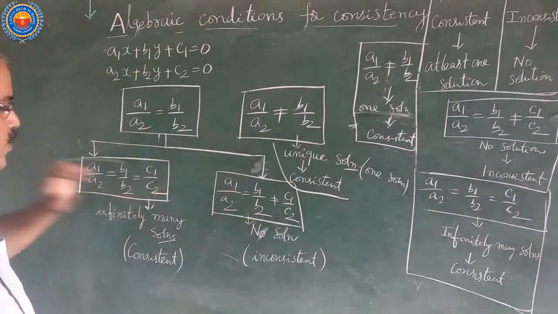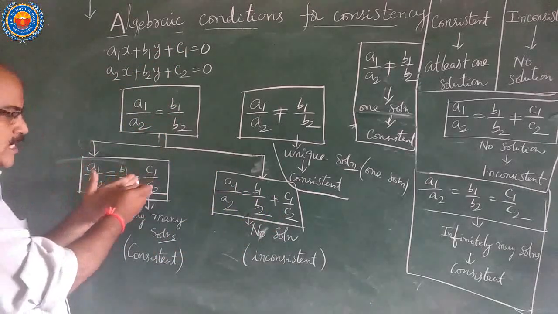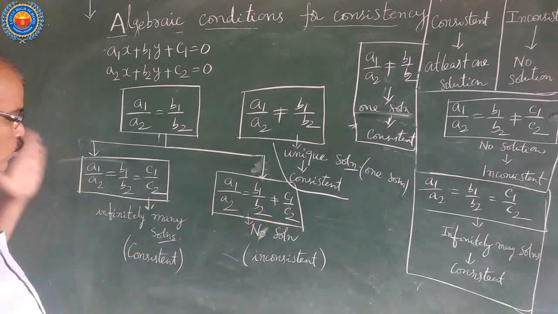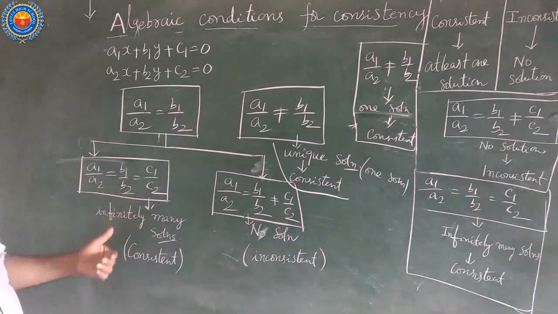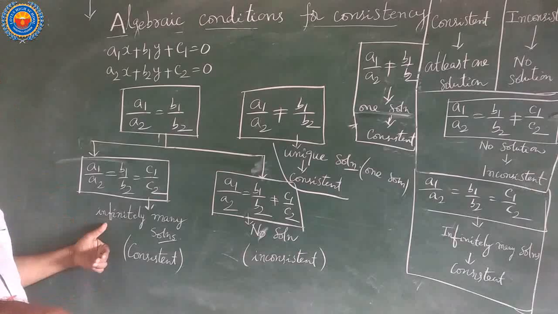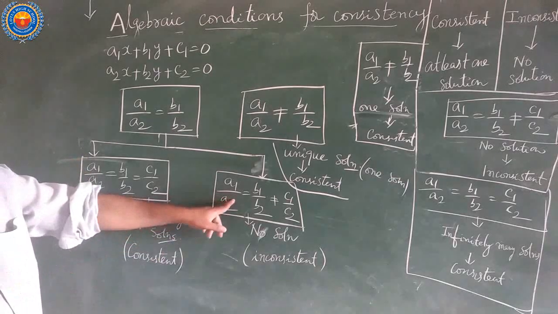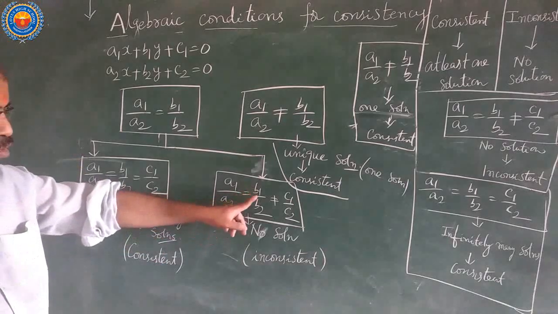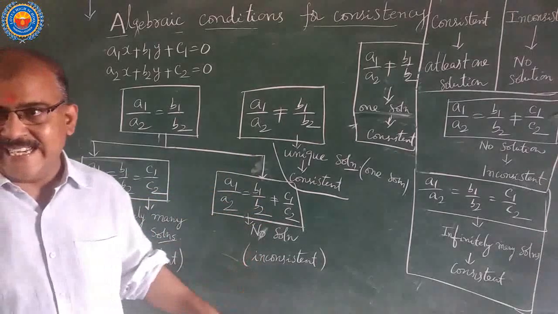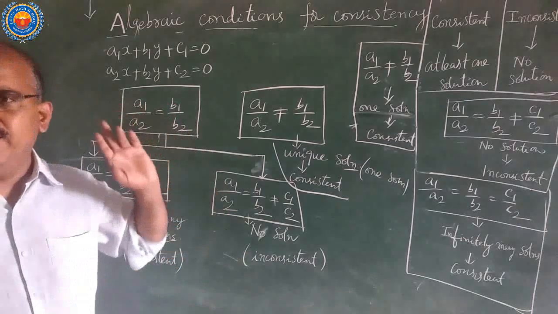Now C1/C2 also comes in. From this, A1/A2 = B1/B2 is either equal to C1/C2 or not equal to C1/C2. If A1/A2 = B1/B2 = C1/C2, there are infinitely many solutions. One solution is also consistent, and infinitely many solutions is also consistent. If A1/A2 = B1/B2 is not equal to C1/C2, there is no solution, and it is inconsistent. This flow chart is very important.